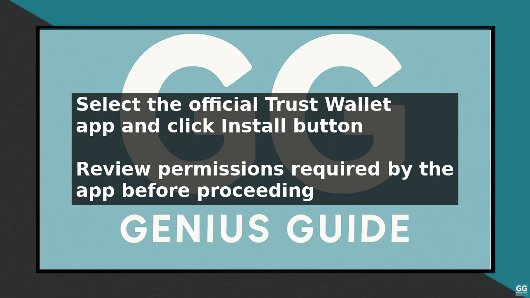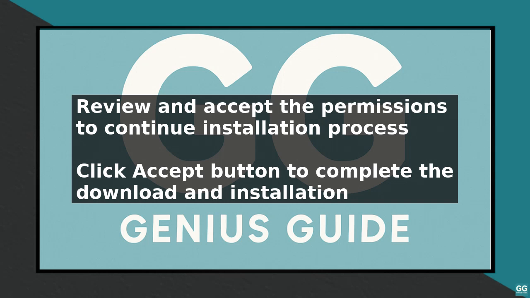You may be prompted to review the permissions required by the app before you can proceed. Take a moment to review these permissions to ensure you are comfortable with the information the app will have access to. Once you have reviewed the permissions, click the Accept button to continue with the installation. The download and installation process should only take a few seconds, depending on your internet connection speed.